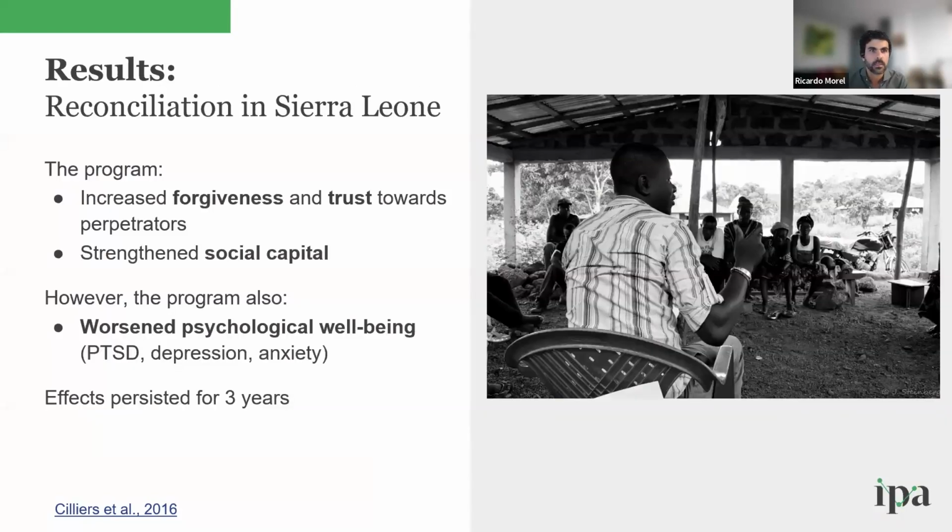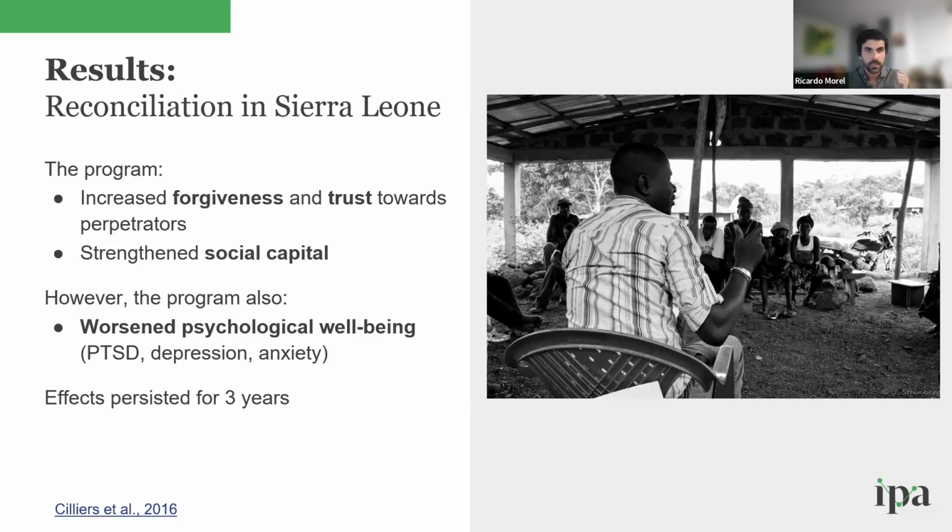Next slide, please. The researchers found that the program improved forgiveness, increased trust, and also social capital, usually from the victims of violence towards the perpetrators of violence. However, the program also worsened psychological well-being outcomes. And this is one of the reasons why it's important to evaluate not only social cohesion, but also try to capture other outcomes to see if the programs can have unintended negative consequences.